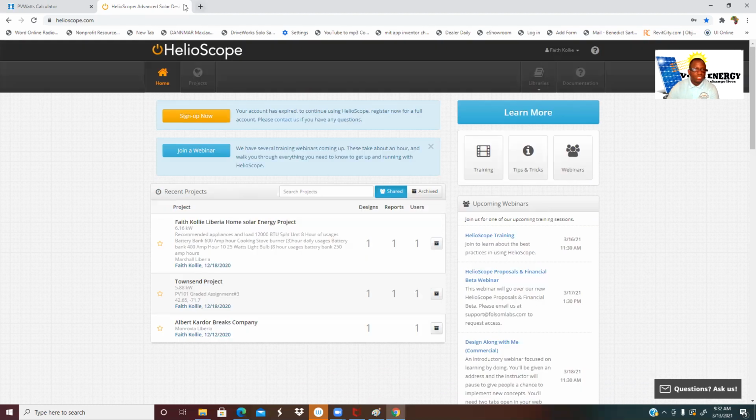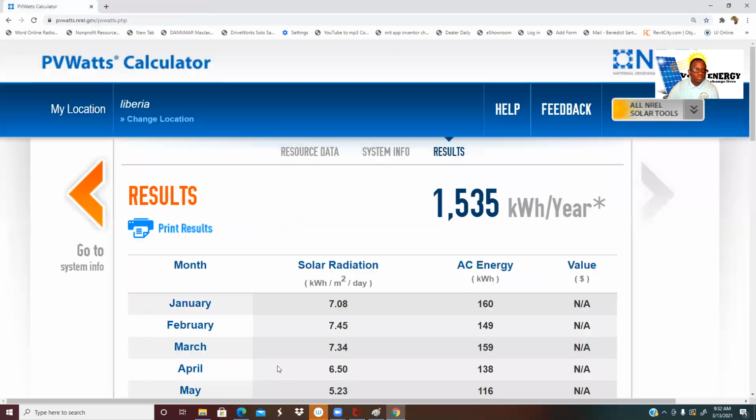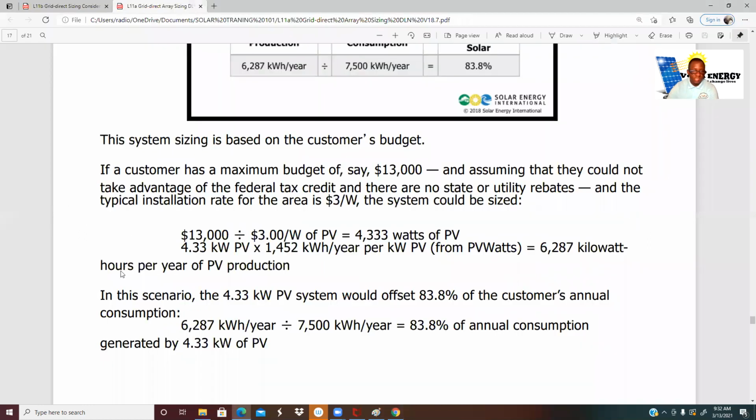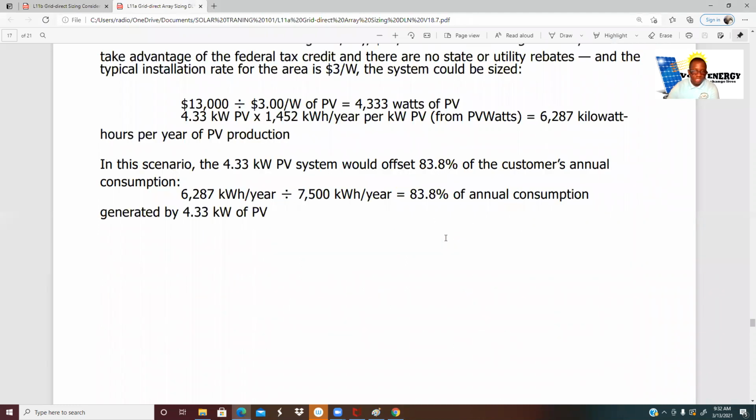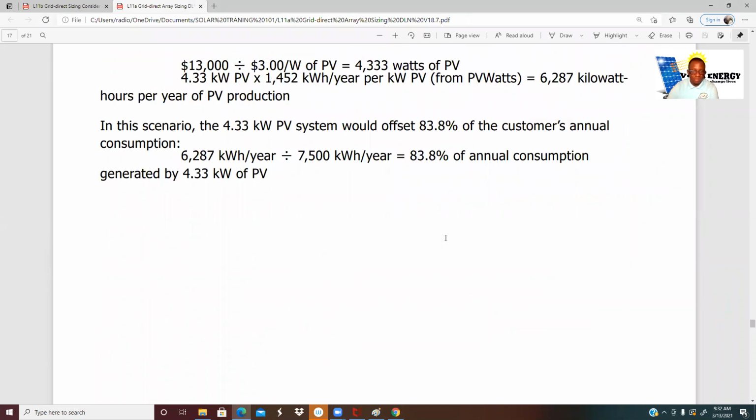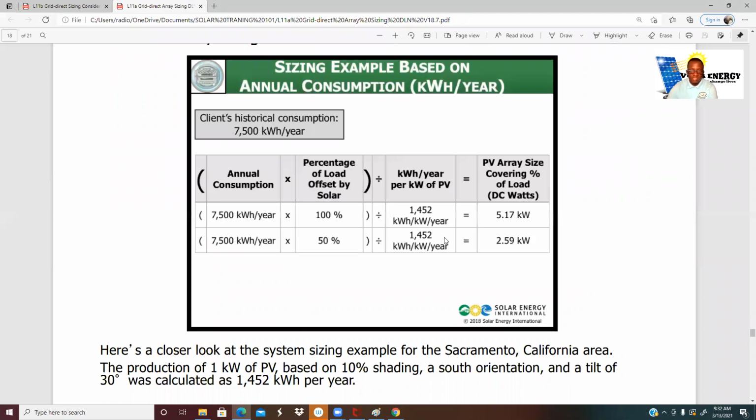All right. So let's move on. Now we have already gone through discussing system sizing based on budget. That's what we have just done. System sizing based on budget. We did annual consumption already.